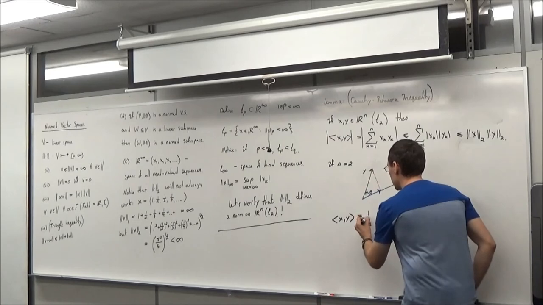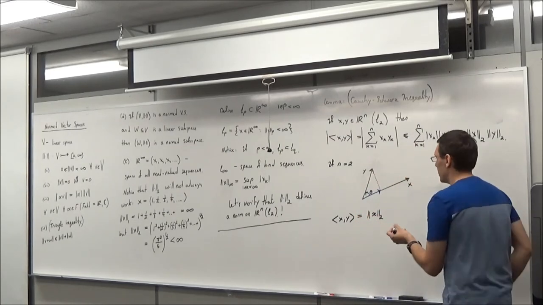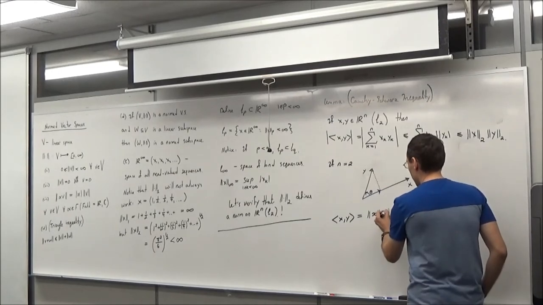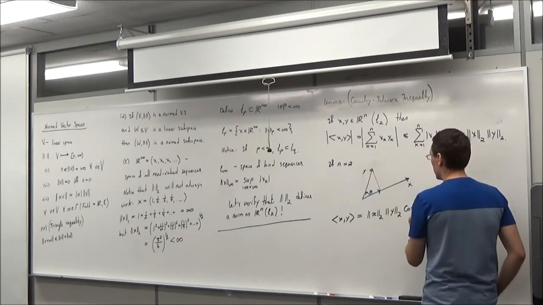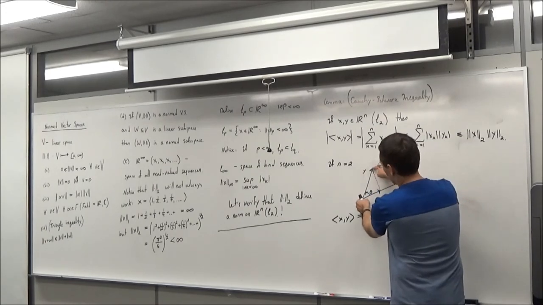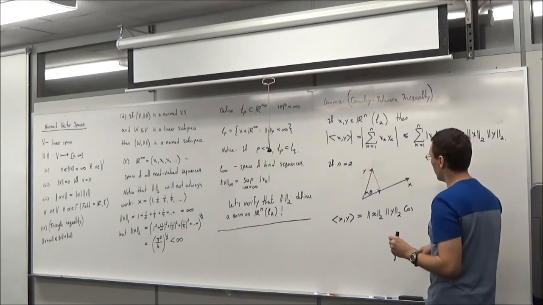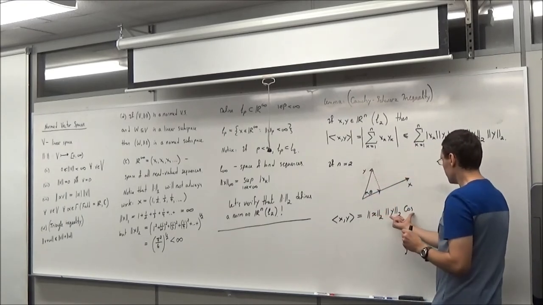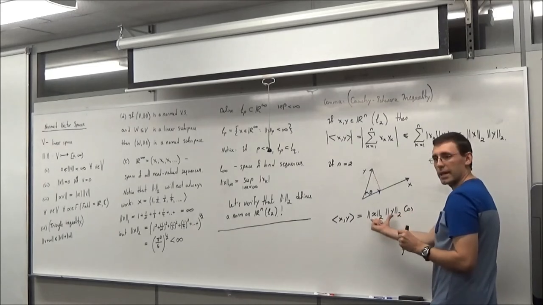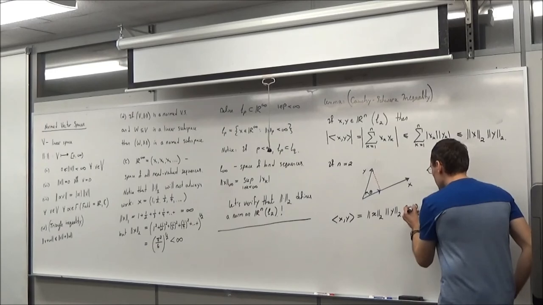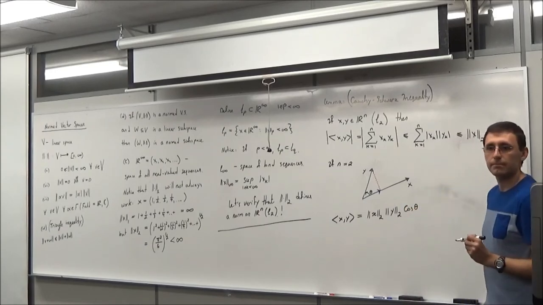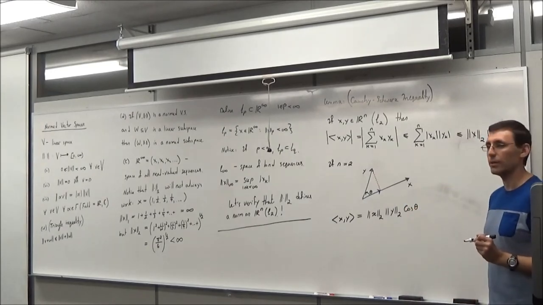The dot product of x and y is simply the magnitude of x, the two magnitude, that's the whole measure of vectors in R2, times the magnitude of y times cosine of the angle between them. Right? So this defines the dot product. You remember that?